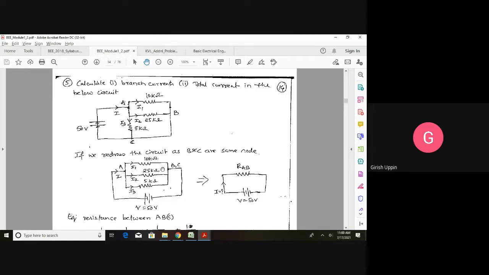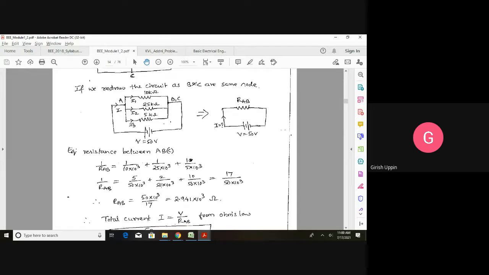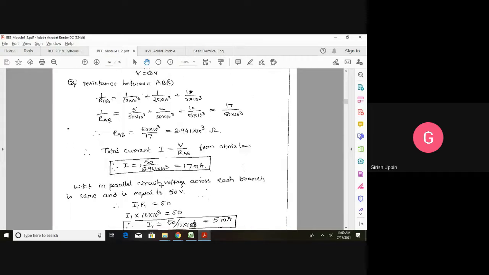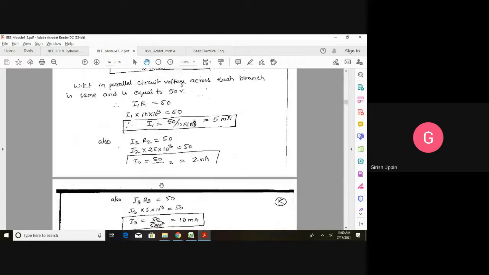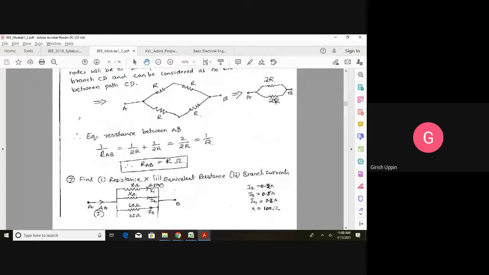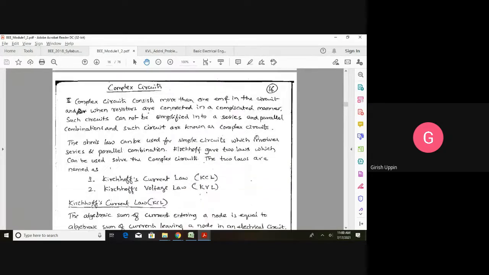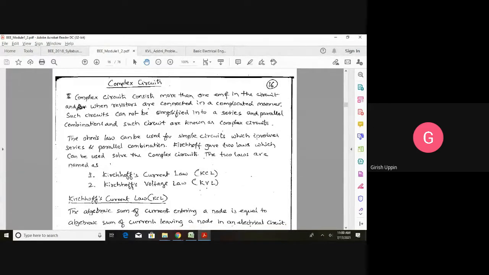This is node A and this is node BC. So once you know they are in parallel, you can apply the formula 1 by RP is equal to 1 by R1 plus 1 by R2 plus 1 by R3 and find out whatever is the unknown that is asked. This is another circuit. This is from one of the examination questions. I have given the answer here. Try to solve and try to match with these answers. If you are not able to do it, let me know. We can solve it. Then next is the complex circuits.